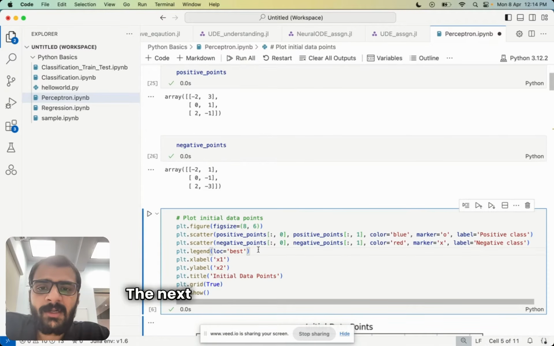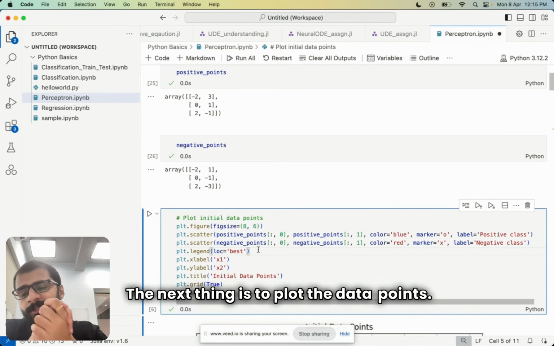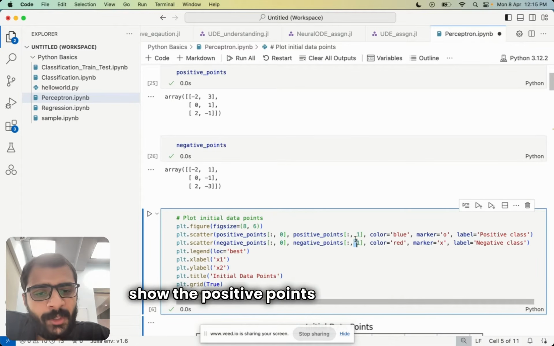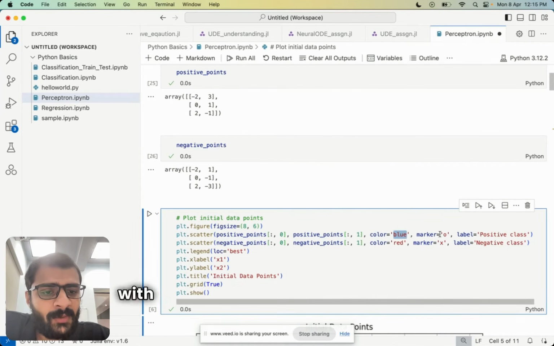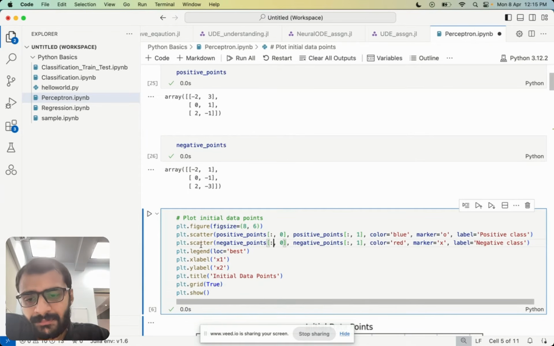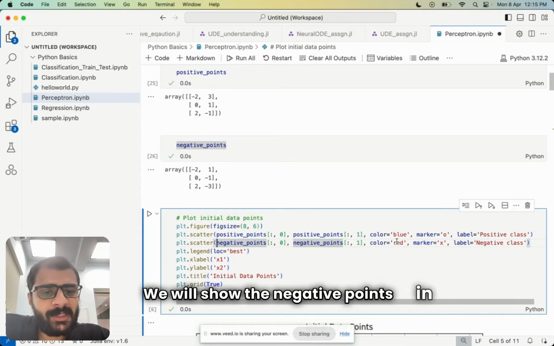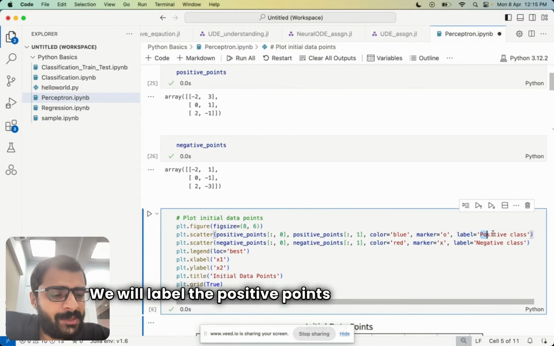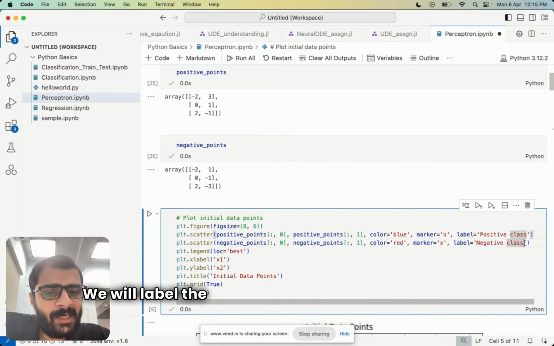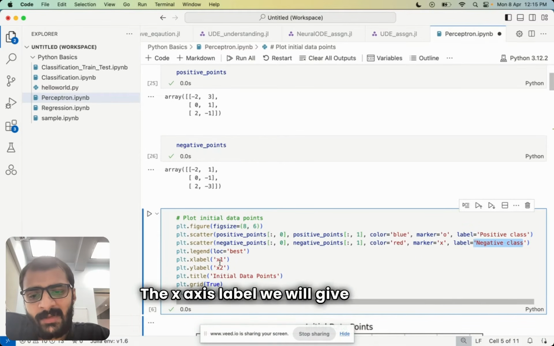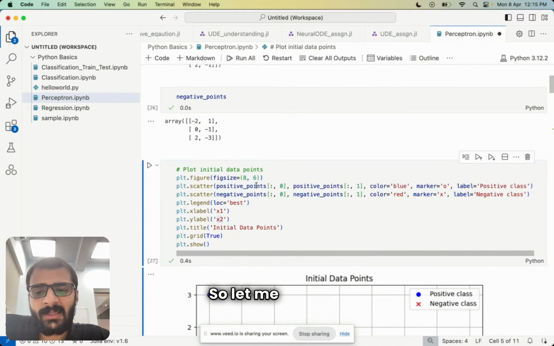The next thing is to plot the data points. What we will do is that we will show the positive points in a blue color with the O marker or the circle marker. We will show the negative points in a red color with the X marker. We will label the positive points as positive class. We will label the negative points as negative class. The x-axis label we will give as x1 and the y-axis label we will give as x2. So let me run this.